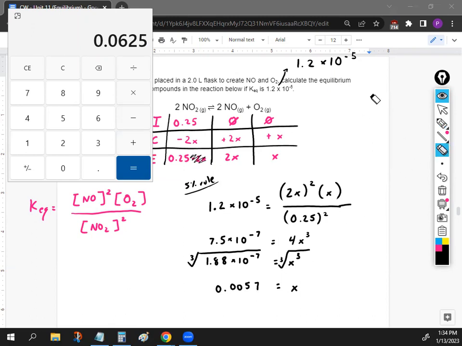All right, now we just need to make sure that this passes the 5% rule. So we're going to take our x value, 0.0057, and divide it by the initial concentration, 0.25. That's going to be 0.002, and so it passes the 5% rule. So we can just stick with that for the x value.